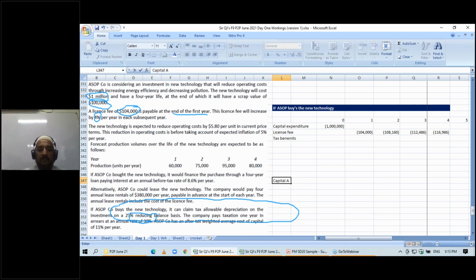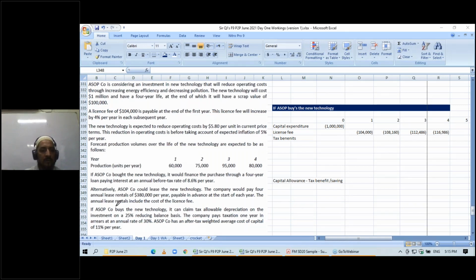And according to the question, the question says that, let me highlight it for you. The last paragraph says that if the company buys the new technology, it can claim tax allowable depreciation on the investment on a 25% reducing balance basis. So on reducing balance basis, you will get the tax benefits.